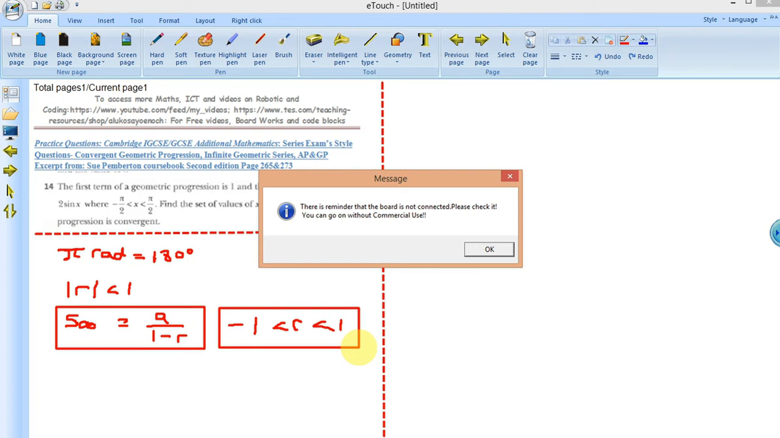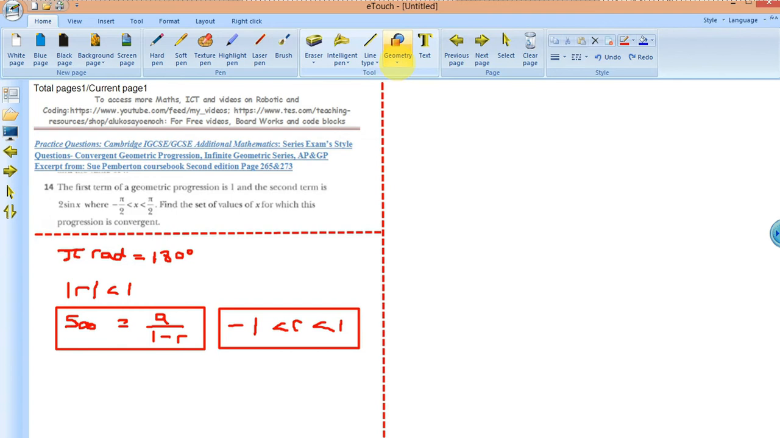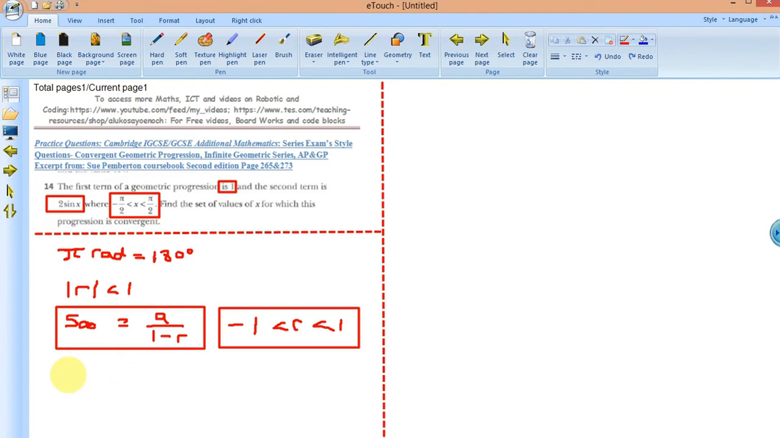Okay, so now let's go ahead with the question we have here. Based on what we have here, what is the first term? The first term is given to be 1, and the second term is 2 sin x. We have this domain here between minus 90 to 90, that is, minus pi over 2 to pi over 2. So I'm going to work in radians, and I'm going to convert my calculator before I can do the sine function.